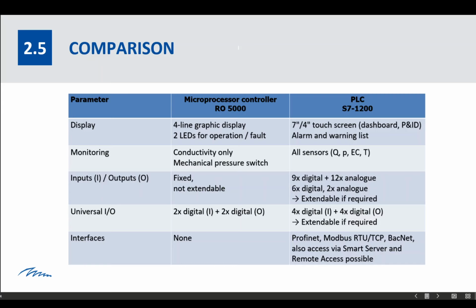The inputs and outputs for the old controller were fixed and not extendable. With the new one, we have many digital and analog inputs, and we can also extend those and add additional cards. Then we have the universal inputs and outputs. Like you see, again, for the RO5000, we have fixed inputs and outputs, and for the new PLCs, we have doubled the inputs and universal inputs and outputs, and we can also extend those. Interfaces for the old controller were not existing. For the new controller, we have Profinet, Modbus, BACnet, also access via Smart Server, and remote access is possible.